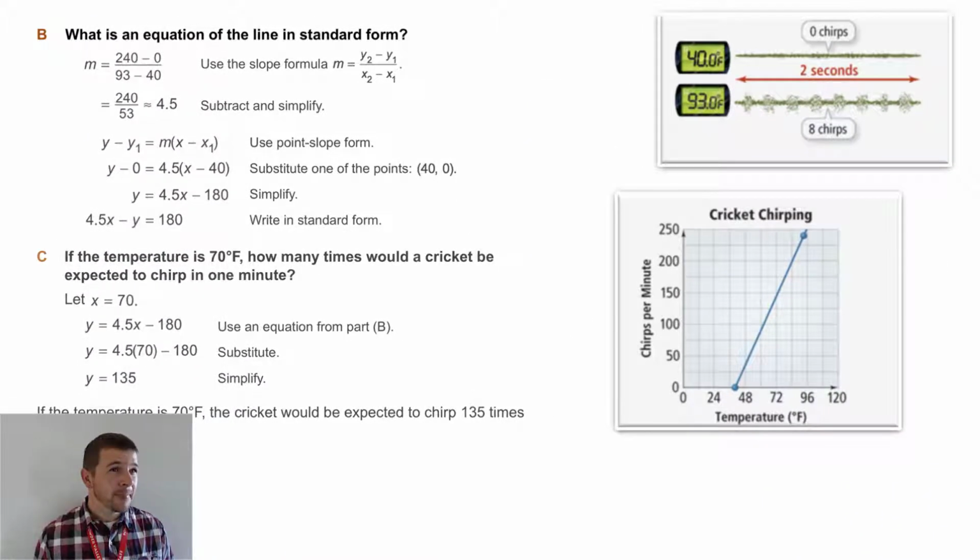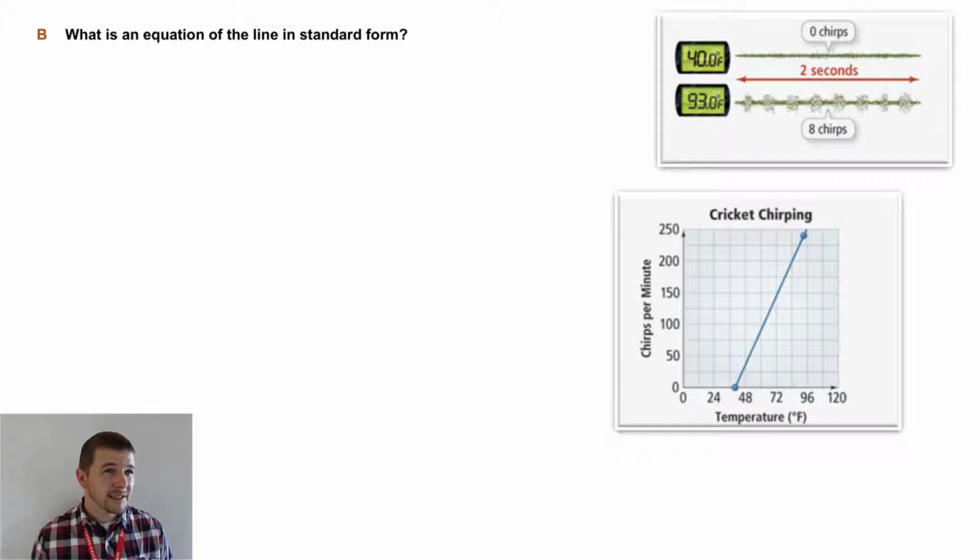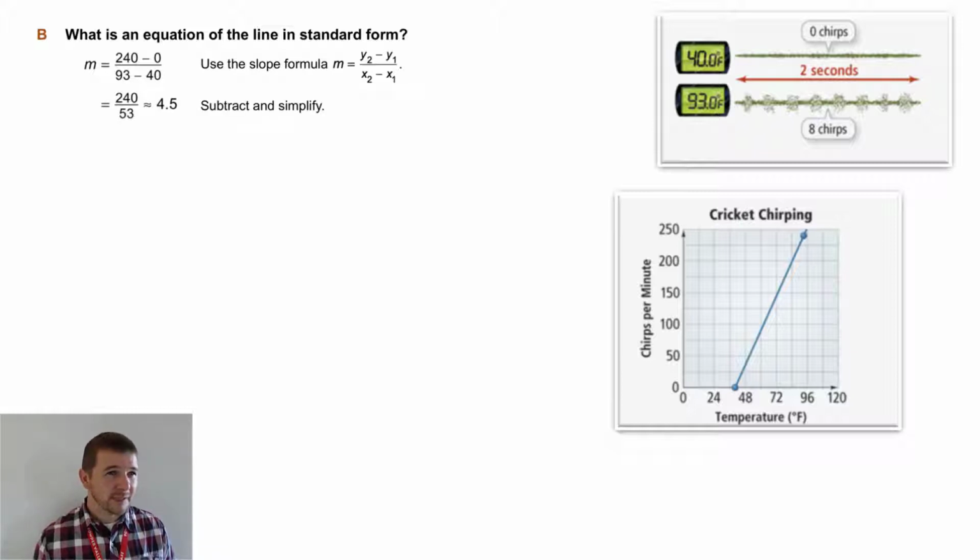Part B, what is an equation of the line in standard form? Well, we need the slope. Slope, remember, equals rise over run, or change in y direction over change in x direction. So 240 minus 0 over 93 minus 40. That again was simply using the slope formula. Simplifying, we find that's approximately 4.5.